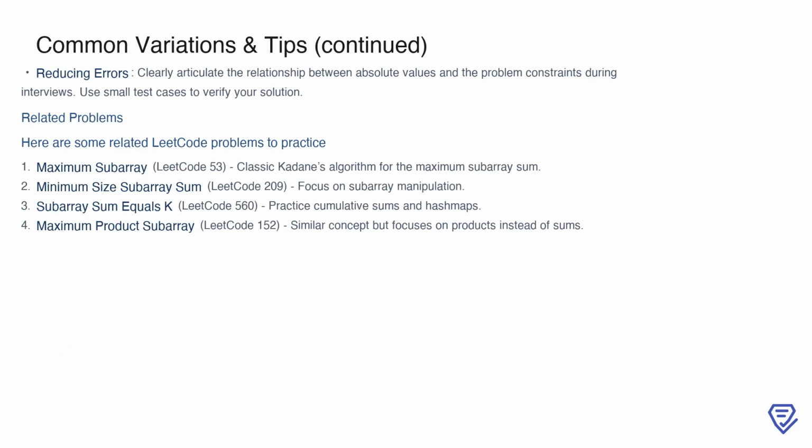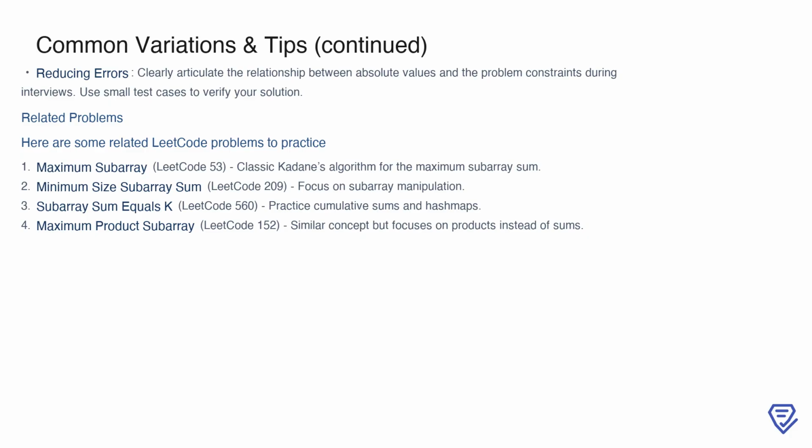To reduce errors, it's important to clearly explain how absolute values relate to the problem constraints. During interviews, this clarity can help you avoid mistakes and demonstrate your understanding of the problem. Additionally, testing your solution with small, manageable examples is a good way to verify correctness.